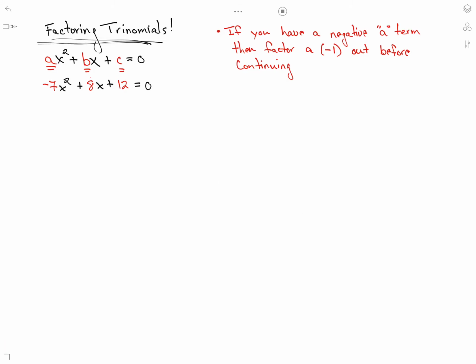This short video is going to help you guys remember how to factor trinomials. A trinomial is any quadratic that's got an a term, a b term, and a c term. This factoring method is usable for any quadratic trinomial, if it can be factored by hand.